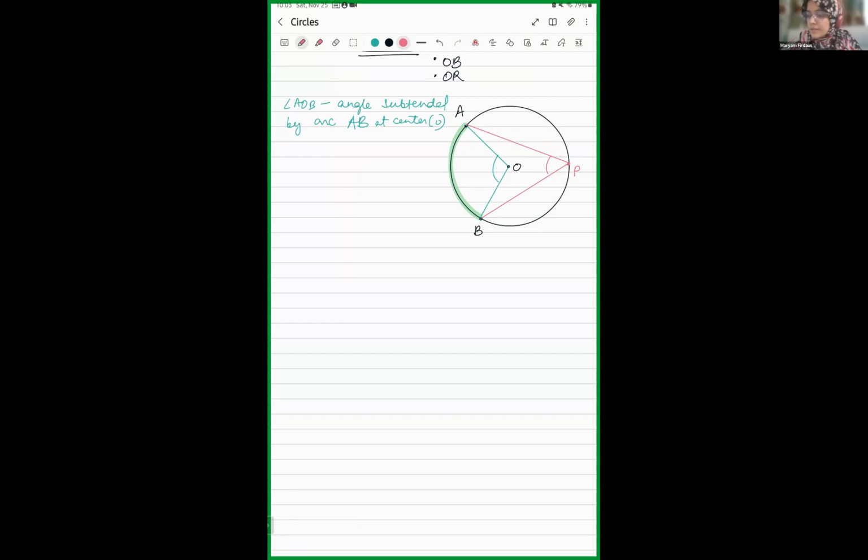So the theorem, please note it down now. Theorem: the angle subtended by an arc at the center is double the angle subtended by it at any point on the remaining part of the circle.